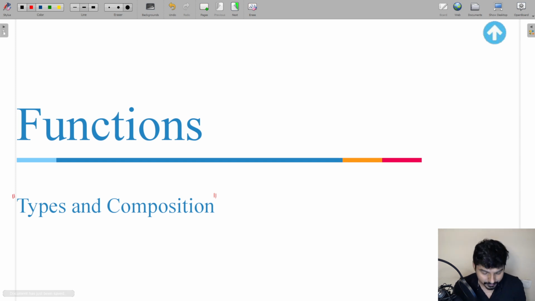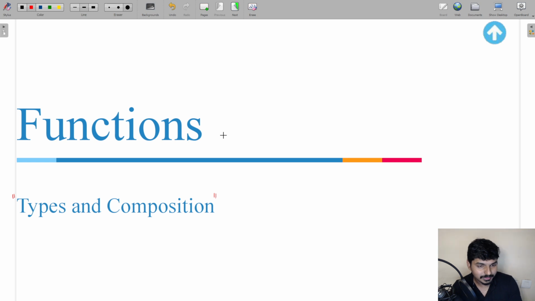So guys, today we are going to discuss the concept of types, composition and inverse of the function. Good evening everyone. Let us begin the session today. First we'll talk about the types of function in detail, then we'll discuss the composition of the function, and then the inverse of the function.